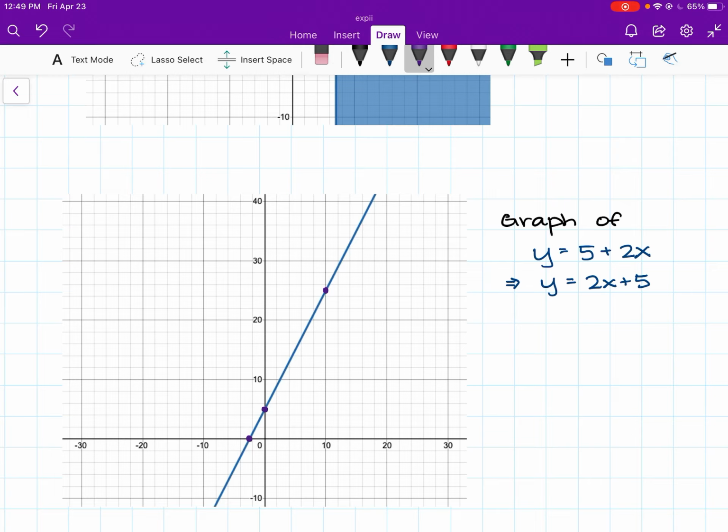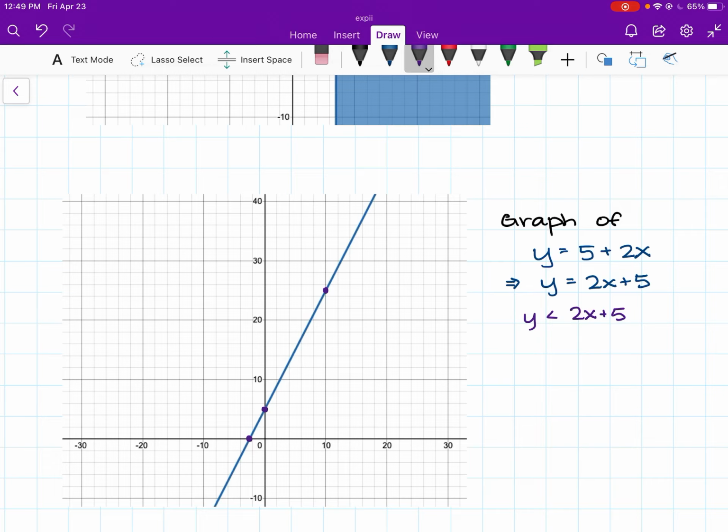But this is the line. We are looking for the graph of the inequality y is less than 2x plus 5, or y is less than 5 plus 2x. And so to do that, we want to figure out which side of this line we want to be shading, because which side of this line is accurate and satisfies the inequality y is less than 2x plus 5. So we're just going to check some points.